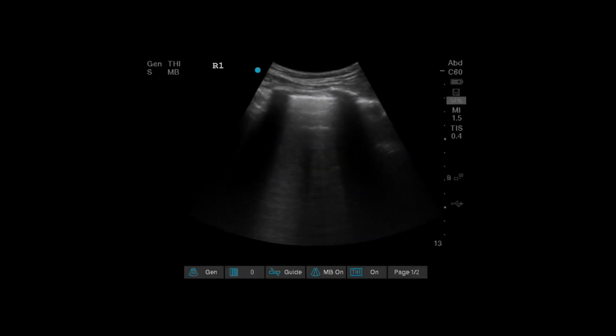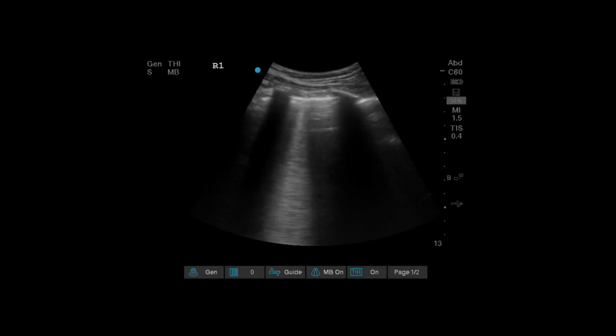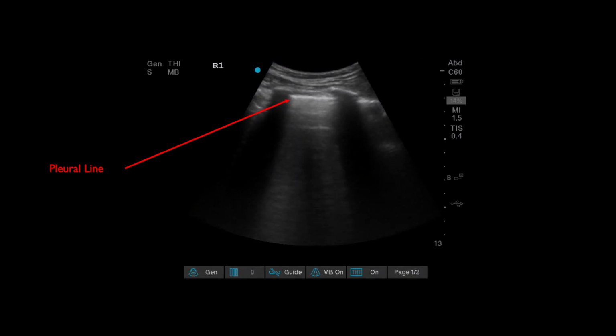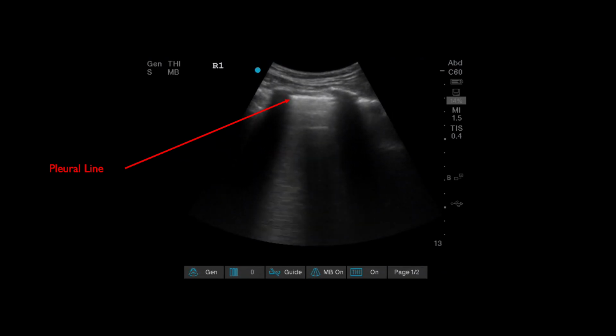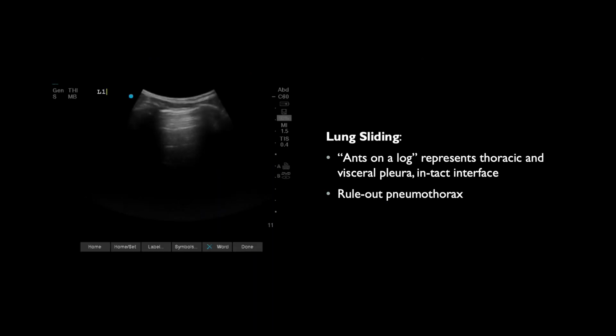First, we'll focus on the patient's hyperechoic line here. On ultrasound, this represents the pleural line, made up of the parietal and the visceral pleura. When looking at this line, we're assessing for something called lung sliding, which is often described as ants on a log. As you can see, this phenomenon presents as a shimmering, hyperechoic line.